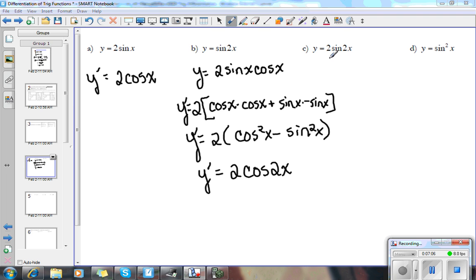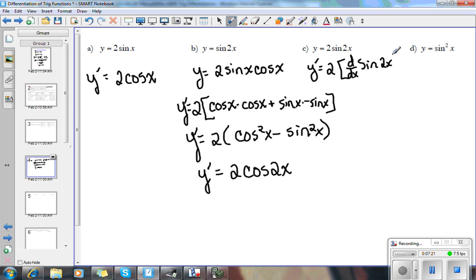Okay, so our next problem actually is going to be real simple then, because my derivative is just going to be 2 times the derivative of sine 2x, which we just got done doing. So then my answer is going to be 2 times what I got in the previous problem, so 4 cosine 2x.